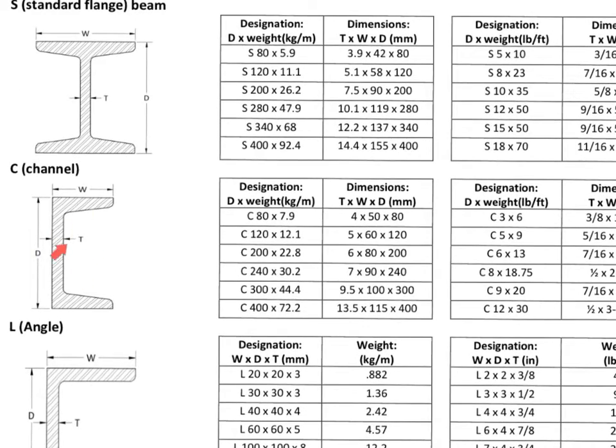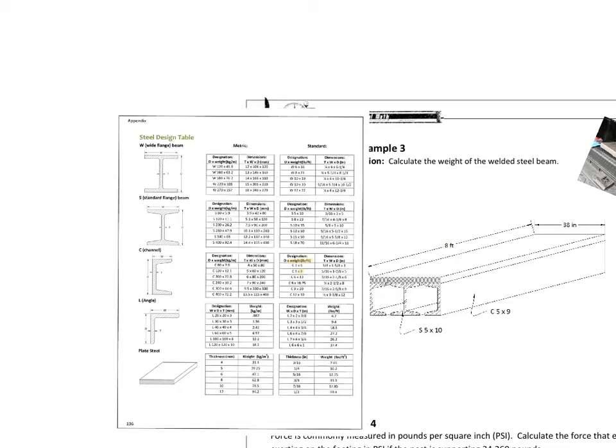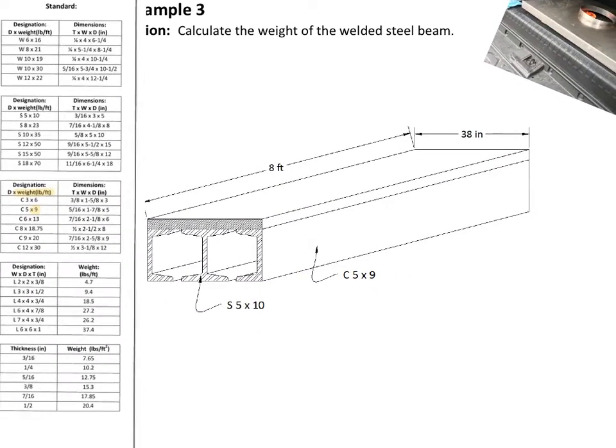So here's our channel. So here's our C5x9. And this in bold tells us what the numbers mean. The first number is D, the dimension, the height. So this is a 5-inch height, but we don't care about that number. This is what we do care about. We're going to care about this 9. That 9 is the weight. It is 9 pounds per foot. So we know this is 9 pounds per foot here. That's great.